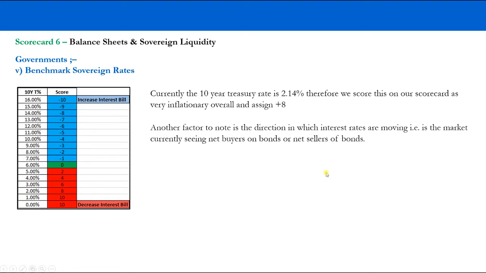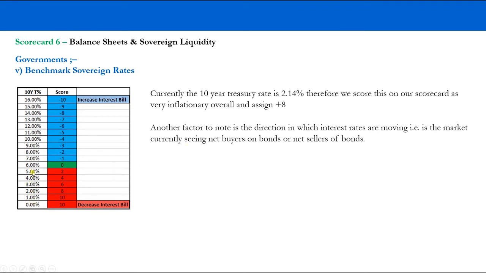Another factor to note is the direction in which interest rates are moving. So is the market currently seeing net buyers on bonds or net sellers on bonds? If the demand for bonds is increasing, this means that the interest bill will be going lower.